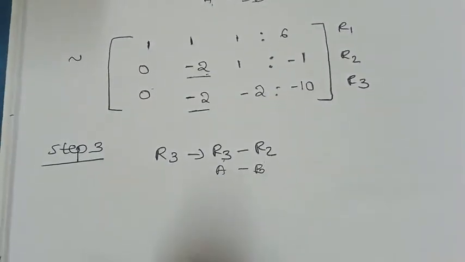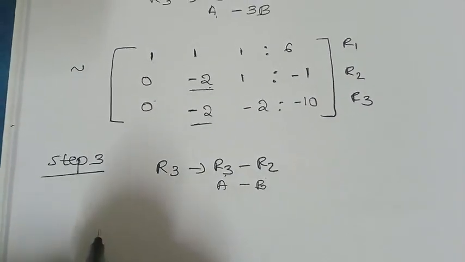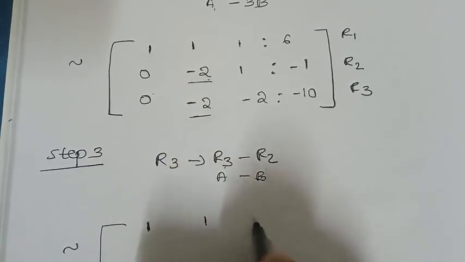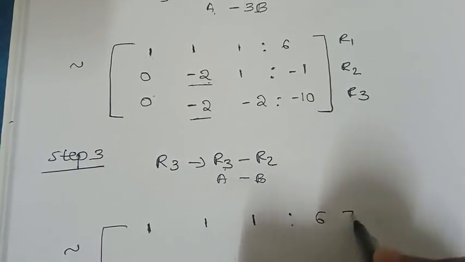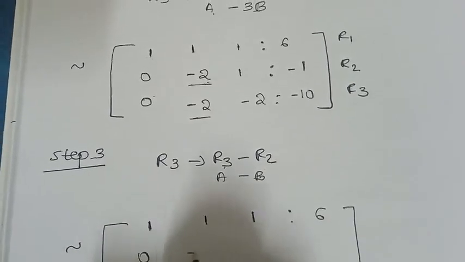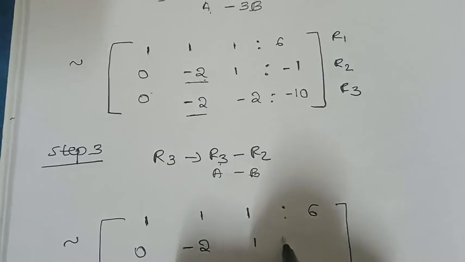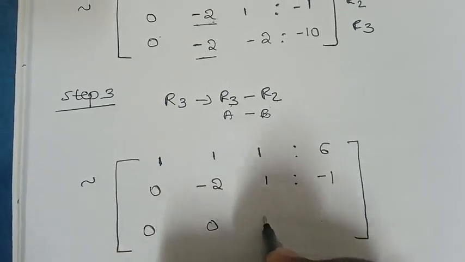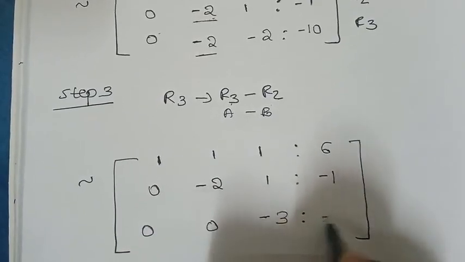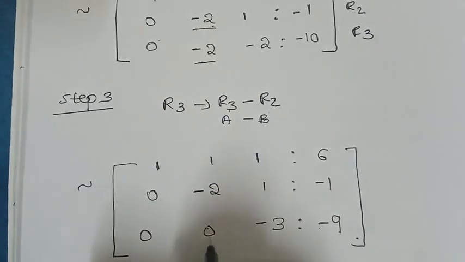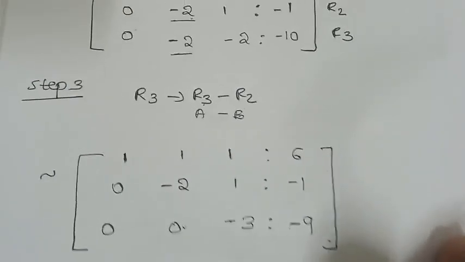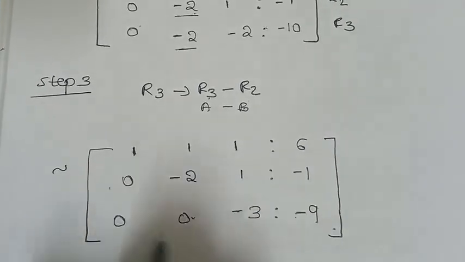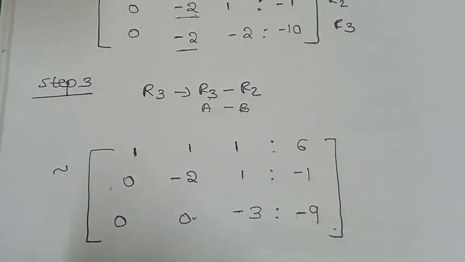So after applying this row operation, we will get 1, 1, 1 for R1, which will be the same. Then 0, minus 2, 1, minus 1. Then R3 will be 0, 0, minus 3, minus 9. So we got this element as 0. So our third step is done. We got the upper triangular matrix form, right?